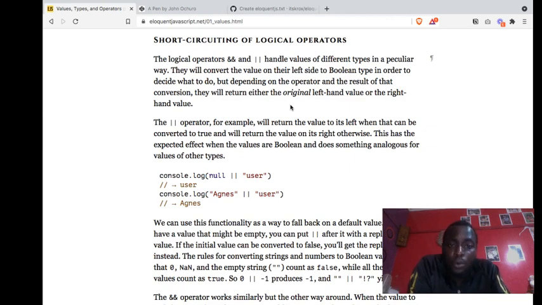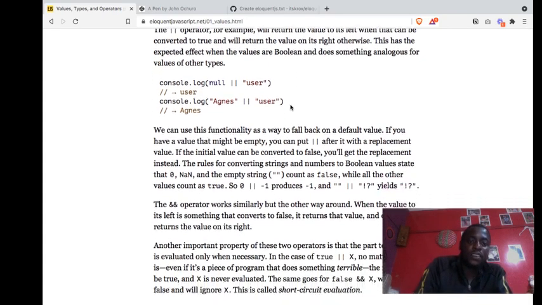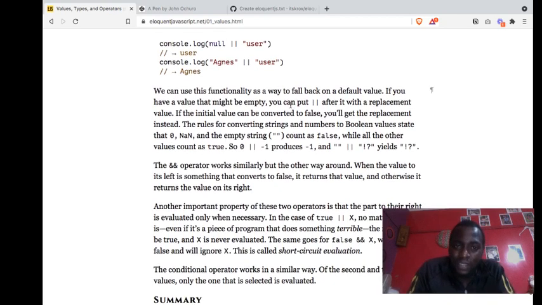The logical OR operator, for example, will return the value to its left when that can be converted to true, and will return the value on its right otherwise. So this has the expected effect when the values are Boolean and does something analogous for values of other types. In this example, when you say console.log null or user, it will give you user. When you say Agnes or user, it will give you Agnes. So yeah, logical or.